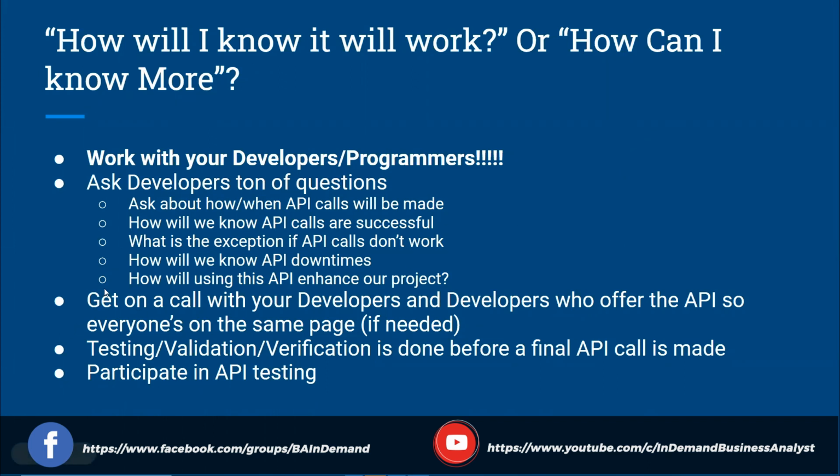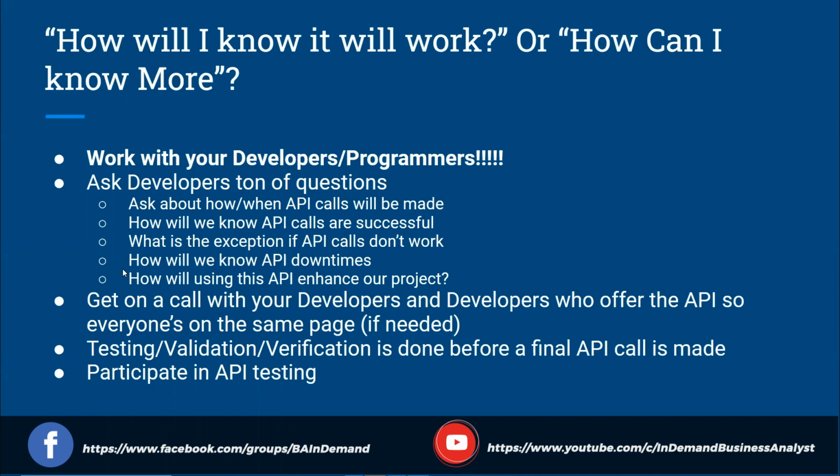So oftentimes I hear BAs, people that are working as business analysts, say, well, we're going to use an API, but my developers need X and I don't know how to get them this thing. So the best thing you can do is get on a call with your developer, reach out to the company that is going to be offering the API.